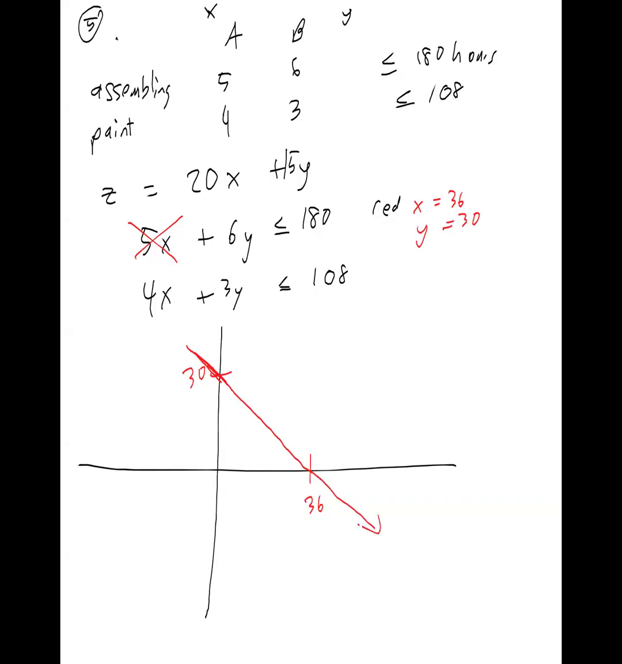Then the other line down below is 4x plus 3y is less than or equal to 108. Let's treat that like an equal sign. And let's set the y to be 0. So if we make the y be 0, then 4x equals 108. What's 108 divided by 4? That would be 27. So if we do that, we get x equals 27.